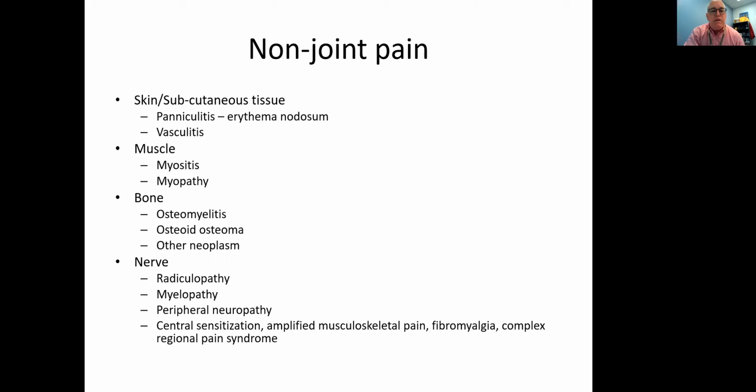We need to think about the muscle, myositis. Some patients will present to our clinic with congenital myopathies, where we are the first line in making that diagnosis. We need to think about bone pain. Often osteomyelitis is adjacent to the joint. And then nerve pain. Nerve pain includes nerve lesions, damage to nerves. It also includes amplified musculoskeletal pain, which is a pain processing issue. They will often present to our clinic as well.